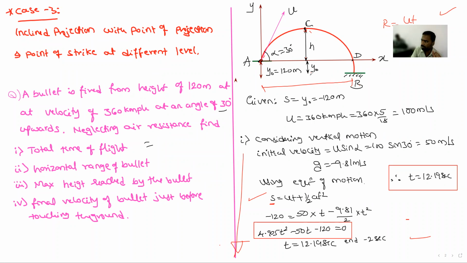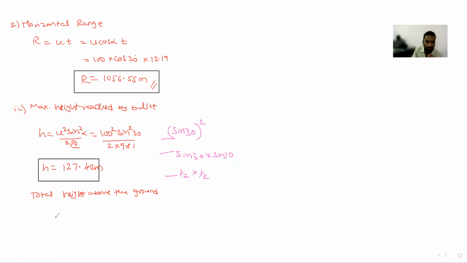That is H plus Y naught. H plus Y naught, is it correct, all of you? Whatever H we have determined, that is from the A value. But I want from the ground level B value. So how to find out that one? Total height above the ground is equal to 127.42 plus your 120, that is equal to 247.42 meter. This is total H capital.